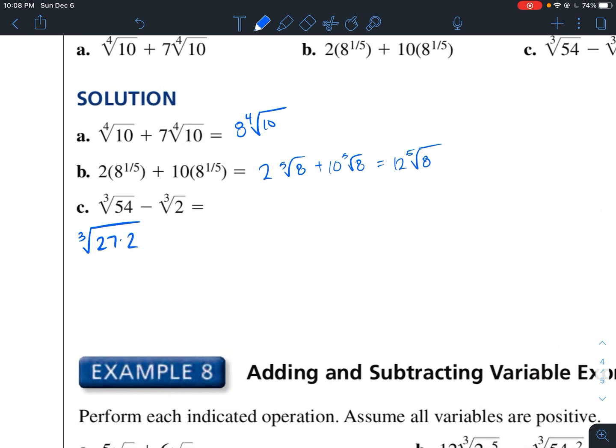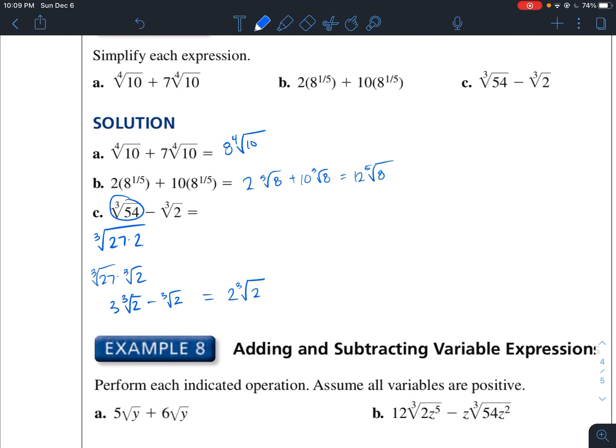This is good, because then I can split this up to be the third root of 27 times the third root of 2. And I know the third root of 27 is 3, so I have 3 third root of 2 minus the third root of 2. So now I have, you could say, like terms. So I have 3 root of 2 minus 1 third root of 2, which is equal to 2 third root of 2. So the trick here was just to change it so that it had the third root of 2.